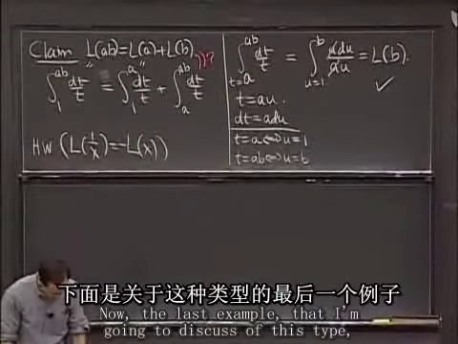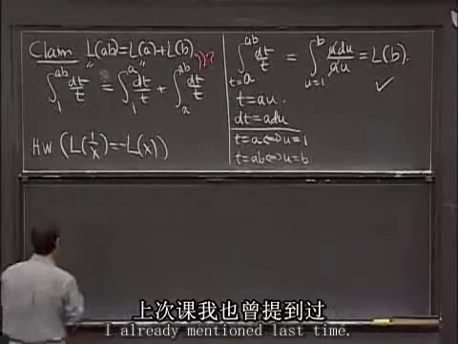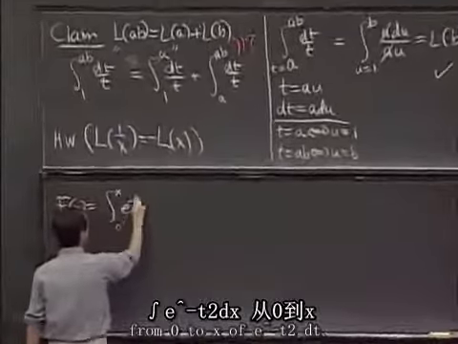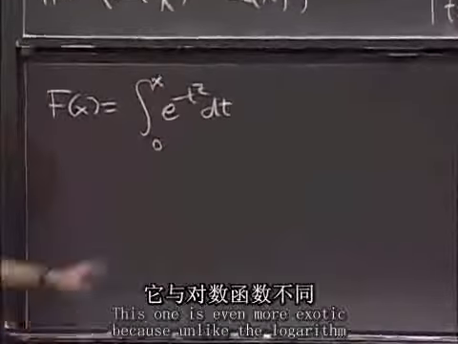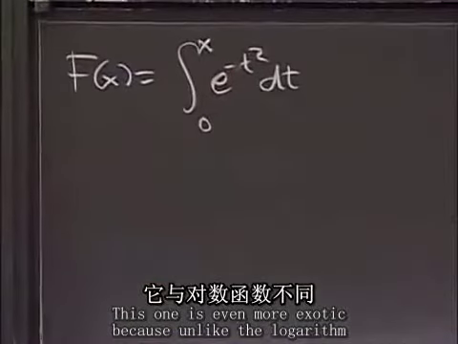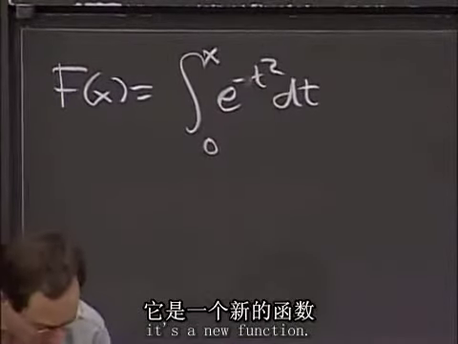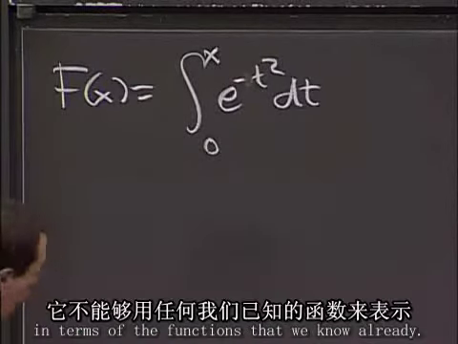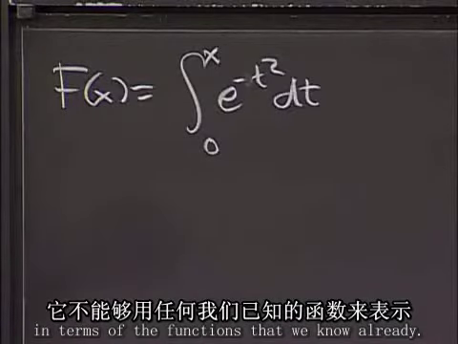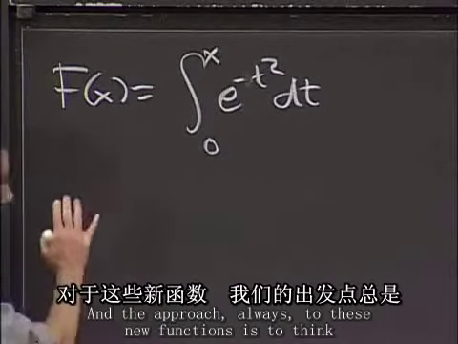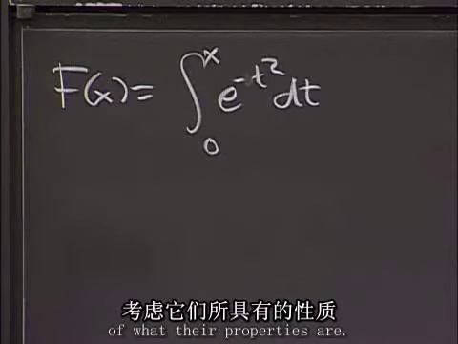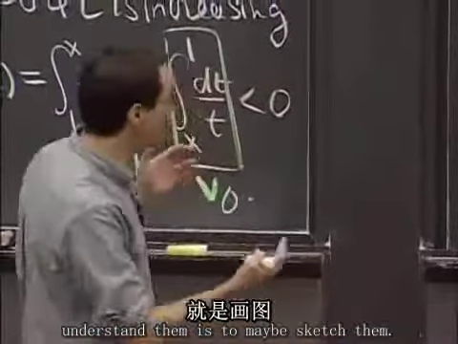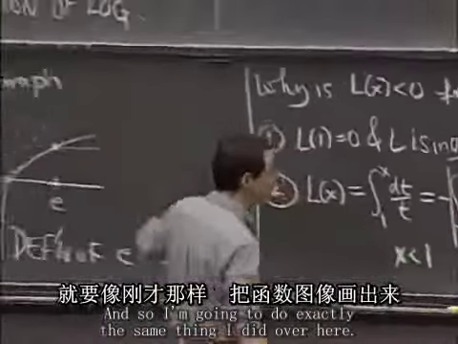Now, the last example that I'm going to discuss of this type, which I already mentioned last time, is the function f of x, which is the integral from 0 to x of e to the minus t squared dt. This one is even more exotic because, unlike the logarithm, it's a new function. It really is not any function that you can express in terms of the functions that we know already. The approach always to these new functions is to think of what their properties are. And the way we think of functions in order to understand them is to maybe sketch them. So I'm going to do exactly the same thing I did over here.